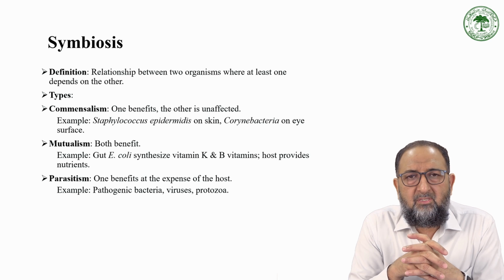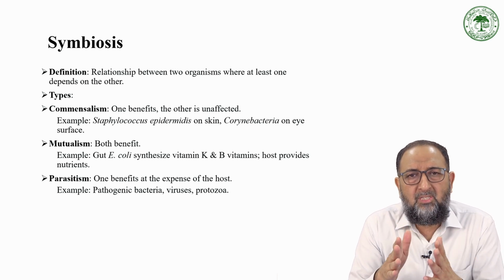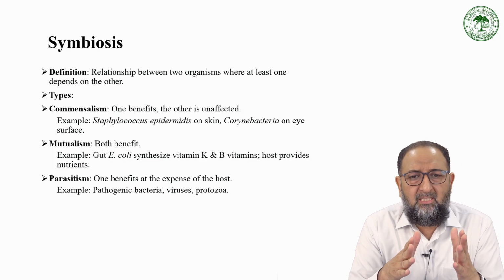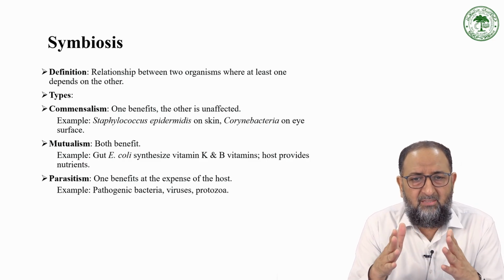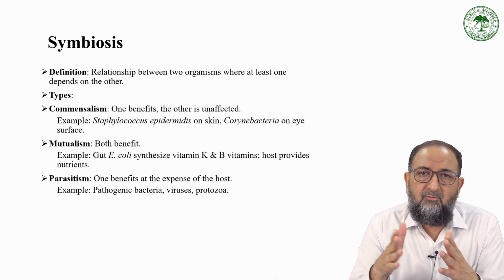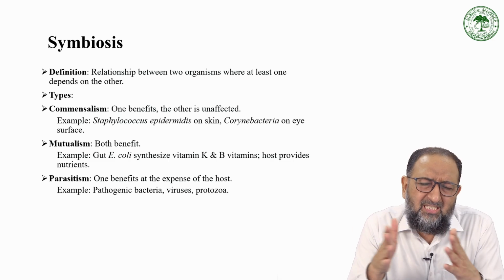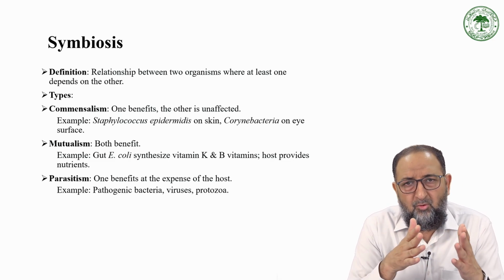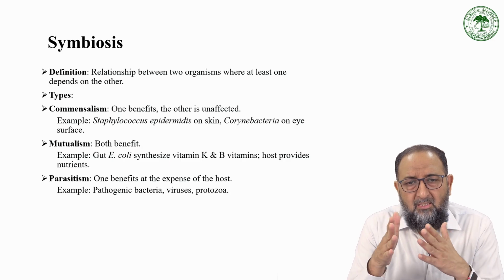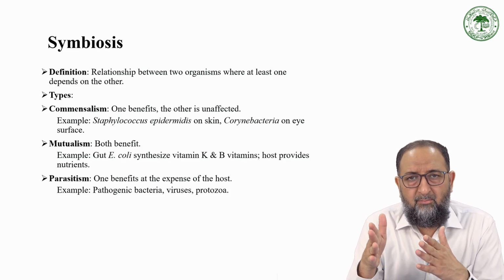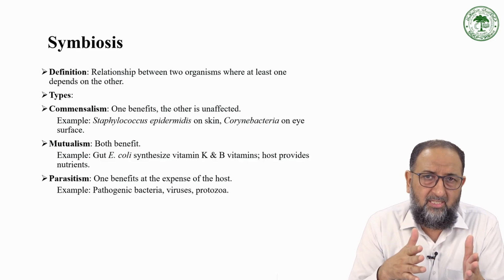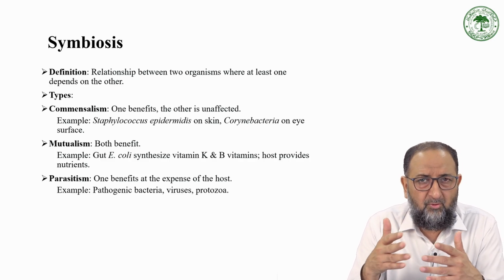Now, mutualism is when both of the microorganisms benefit. For example, there is one microorganism, E. coli, in the gut, which produces vitamin K and B, and the host provides the nutrients. So, there is a relation between the host and E. coli, and it is a good relation. E. coli provides vitamin K and vitamin B to be synthesized in the host, and the host provides nutrients to the bacteria in the form of microbial flora in the gut.